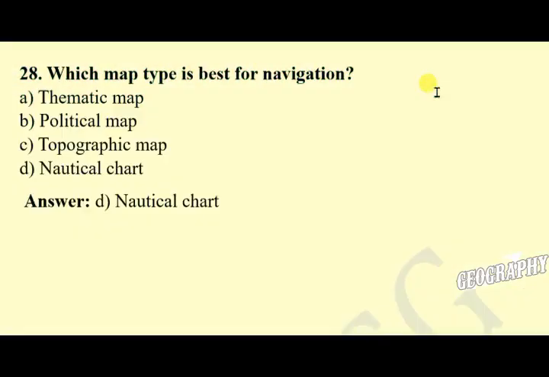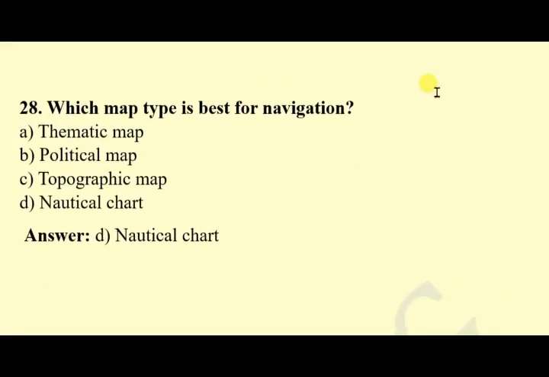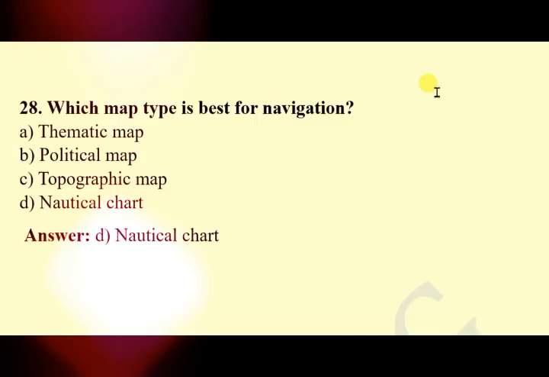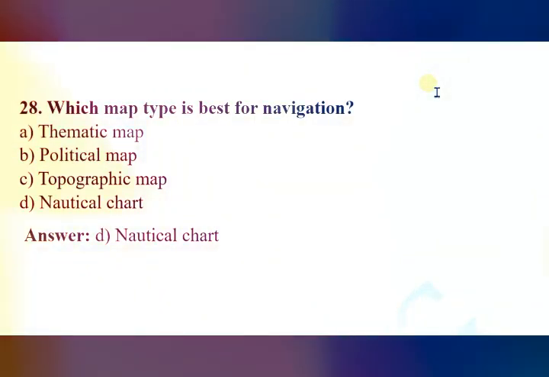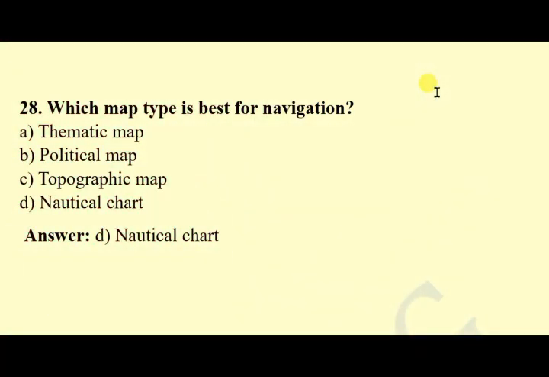Question number 28. Which map type is best for navigation? Thematic map, political map, topographic map, nautical chart. Here the right answer will be nautical chart.